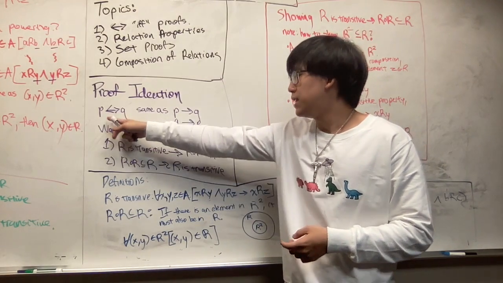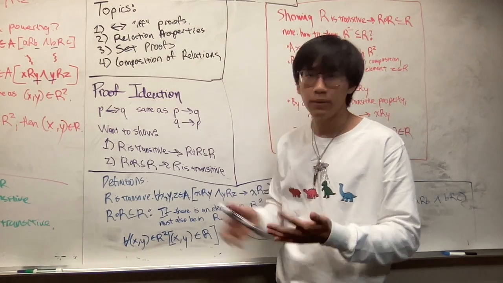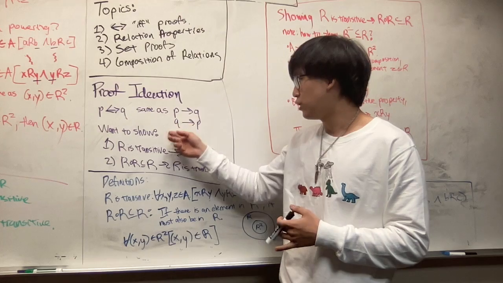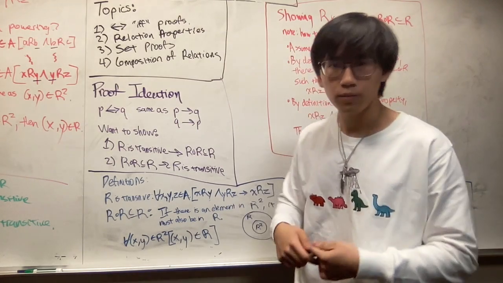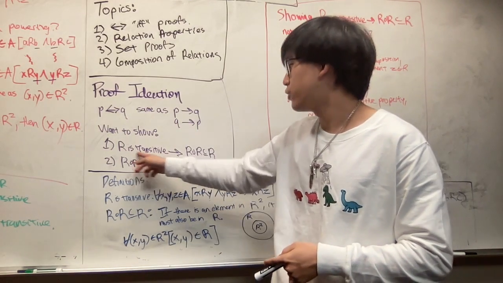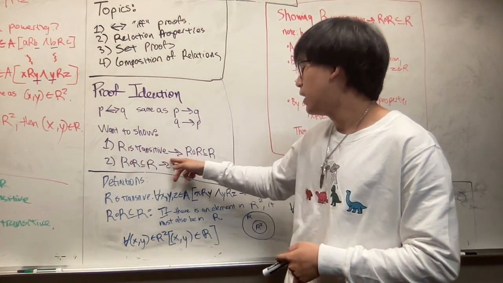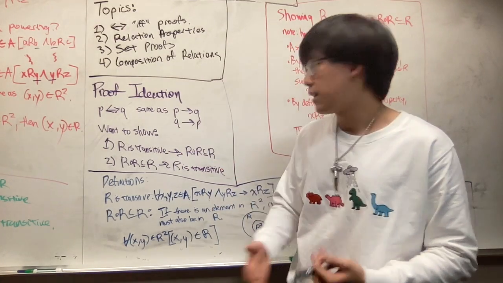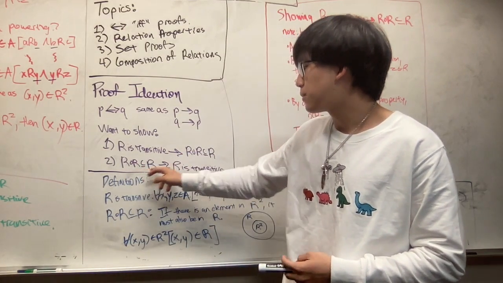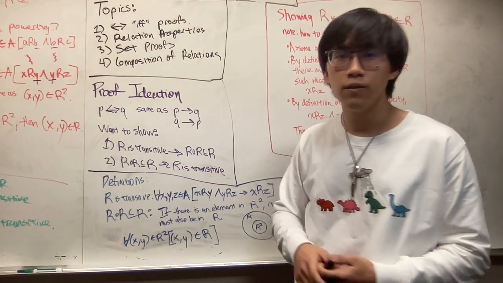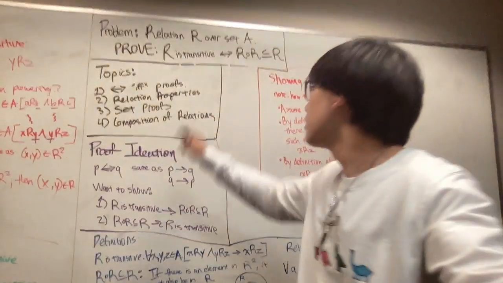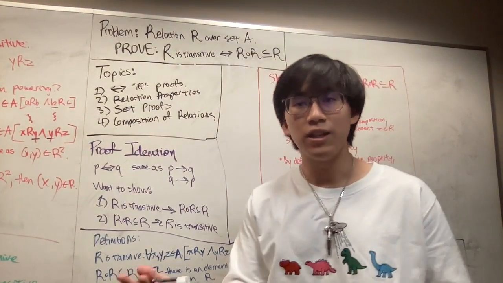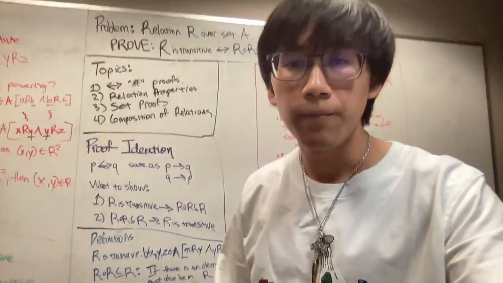So for our proof strategy, since this is an if and only if proof, if you recall from our logic unit, P if and only if Q is the same thing as P implying Q and Q implying P. So if we can show that if R is transitive, then R squared has to be a subset of R, as well as another claim that if R squared is a subset of R, then R is transitive, then we can conclude this, and our proof will be complete. All right, let's get started.